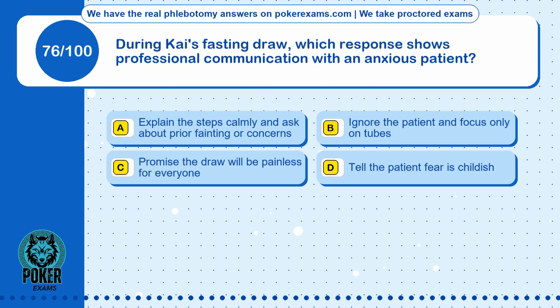Question 76. During Kai's fasting draw, which response shows professional communication with an anxious patient? Option A, explain the steps calmly and ask about prior fainting or concerns. Option B, ignore the patient and focus only on tubes. Option C, promise the draw will be painless for everyone. Option D, tell the patient fear is childish.